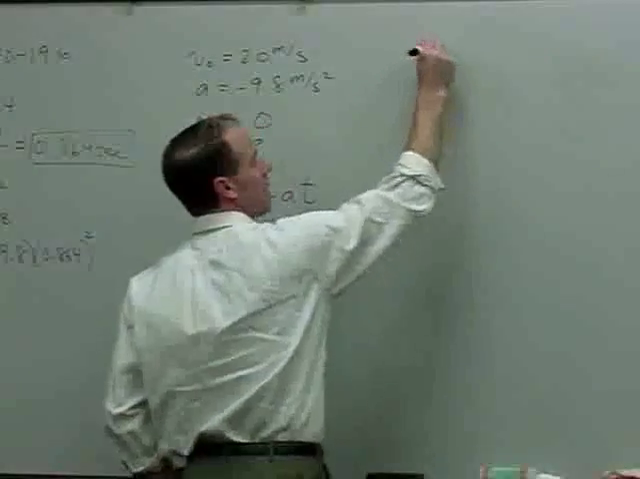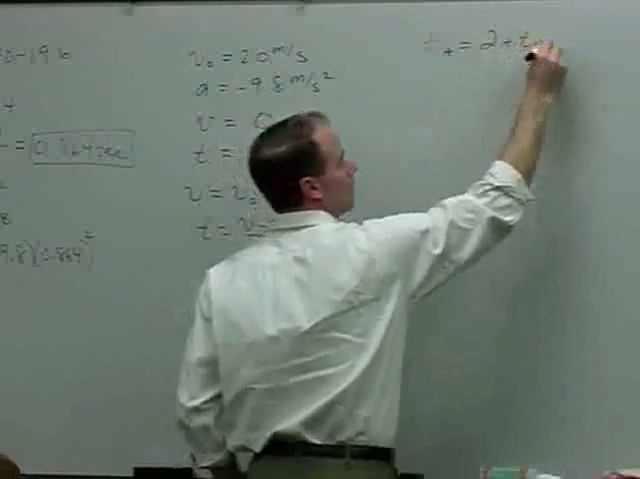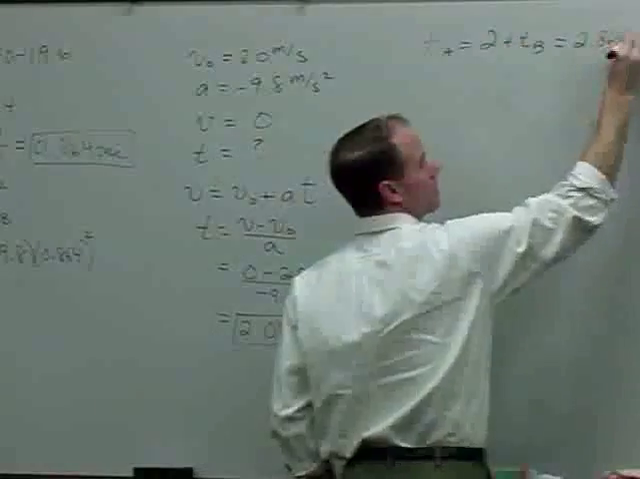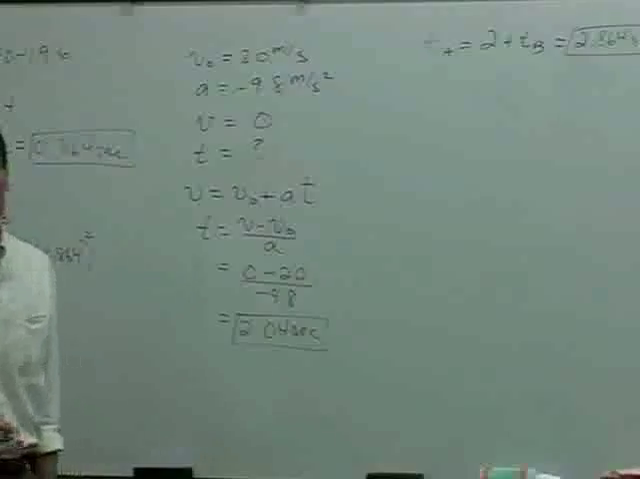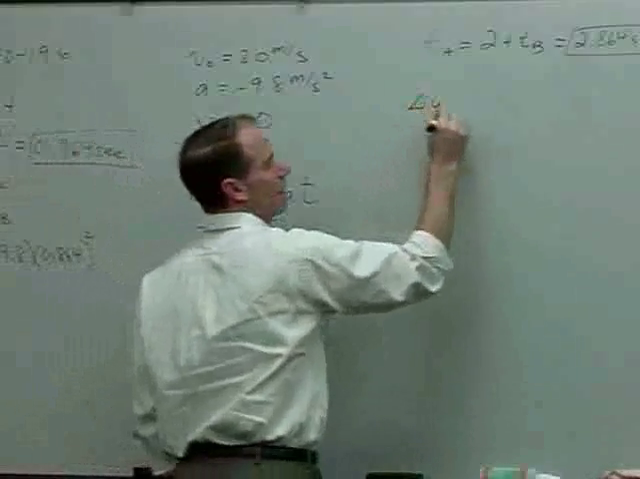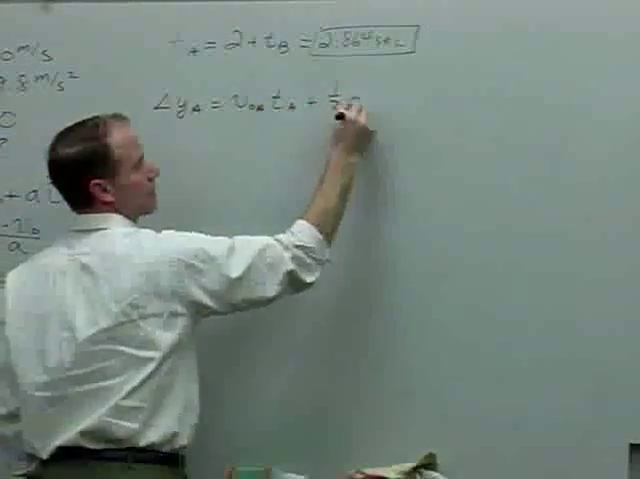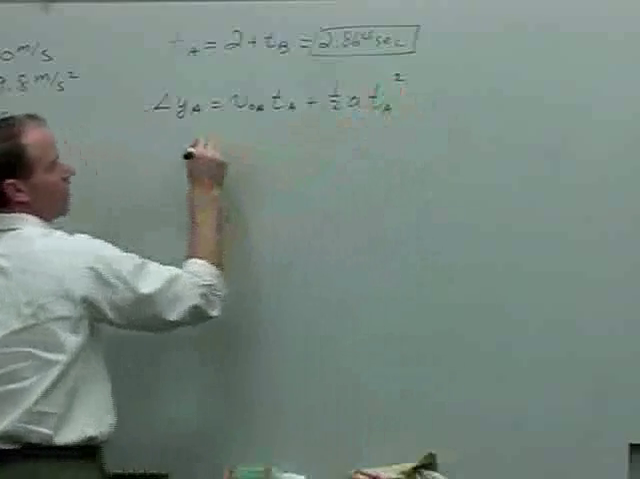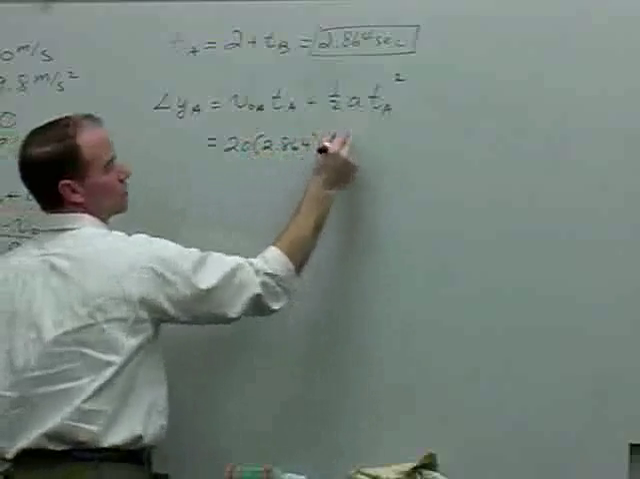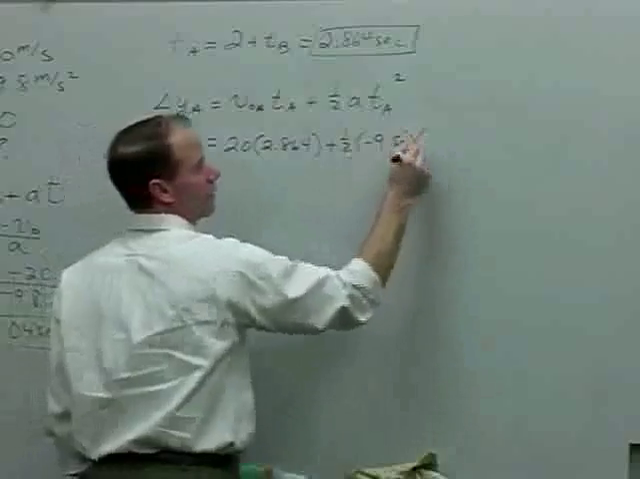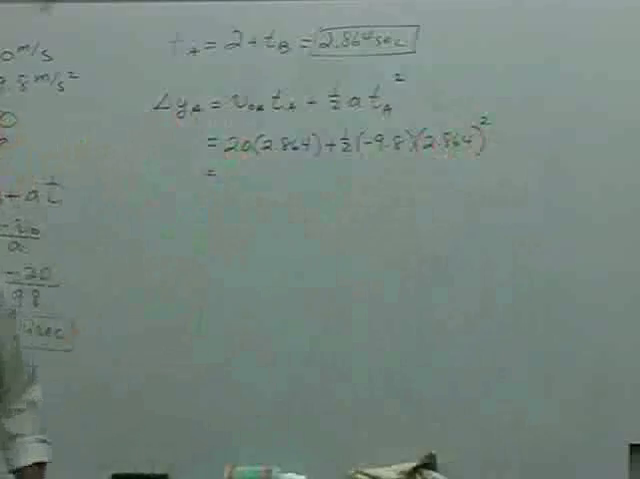So here's the idea. Time for A is equal to 2 plus the time for B. That's going to be 2.864 seconds. Let's find out what the displacement for ball A is. So we say delta y A would equal initial velocity A times time for A plus 1/2 acceleration times time for A squared. This would be 20 times 2.864 plus 1/2 times a negative 9.8, 2.864 squared. What do we get?